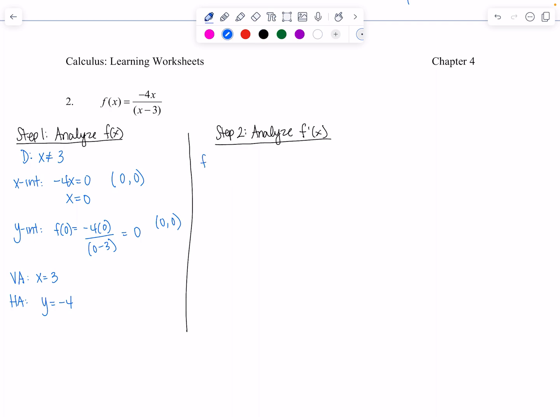So our derivative, the bottom times the derivative of the top minus the top times the derivative of the bottom all over the bottom squared. And that will give us 12 over x minus 3 squared. This gives us our partition number of 3.